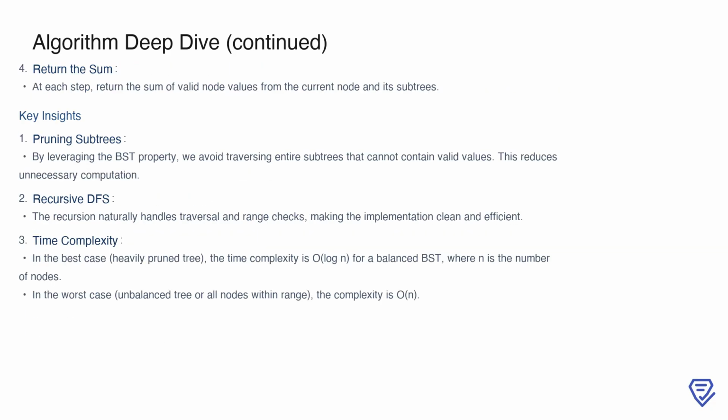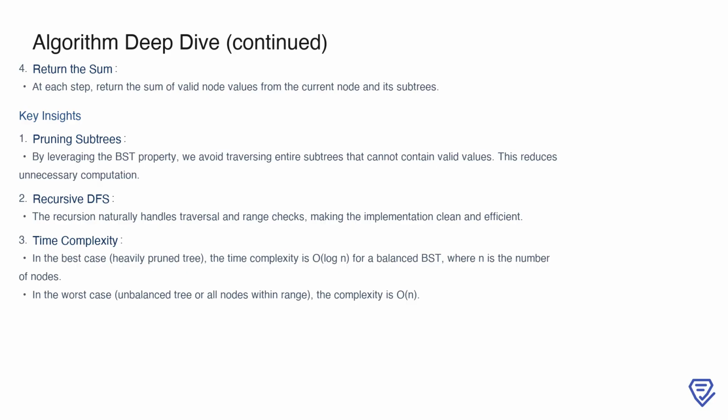After determining whether to include a node's value and deciding which subtrees to explore, the algorithm proceeds with recursive calls on the left and right children as appropriate. The recursion naturally handles the traversal and range checks, and it stops when a null node is encountered, which serves as the base case. At each step, the sum of valid node values from the current node and its subtrees is returned.